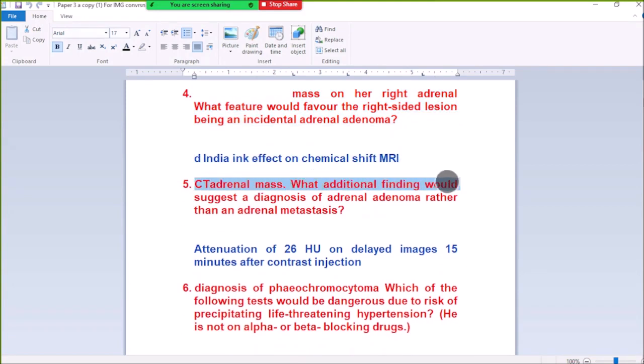Five: CT shows an adrenal mass. Which finding would suggest a diagnosis of adrenal adenoma rather than adrenal metastasis? A rate of 26 HU on delayed images 15 minutes after contrast injection. The number 26 means adrenal adenoma.